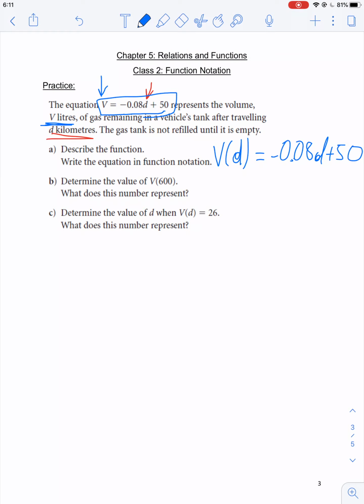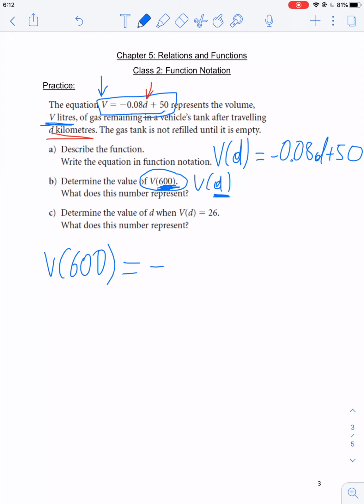Now they're asking you to determine the value of V of 600. What does this number represent? What that means is, they are telling you this 600 is your D over here, right? Remember we have this V of D. When they give you a number inside the brackets, it will always be your independent variable. So this is asking you to calculate V of D. So you have V of 600, but remember your 600 is your D value. So that means you have this function, right?